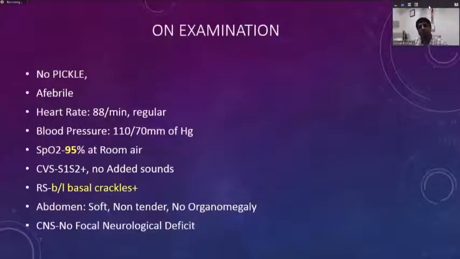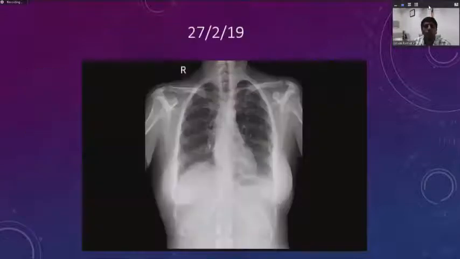With this history, we go to examination: no icterus, clubbing, lymphadenopathy or pedal edema, afebrile, with a heart rate of 88 per minute regular, and blood pressure of 110 by 70 millimeters of mercury. Baseline room air saturation is 95%, CVS examination is unremarkable, and respiratory shows bilateral basal crackles. Abdomen is soft, non-tender, no organomegaly, and CNS shows no neurological deficit. This is an X-ray which shows that the lung volumes are quite preserved, with a bilateral basal haziness noted in this patient.